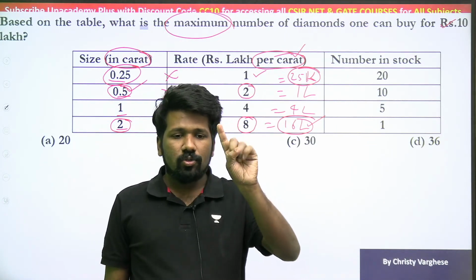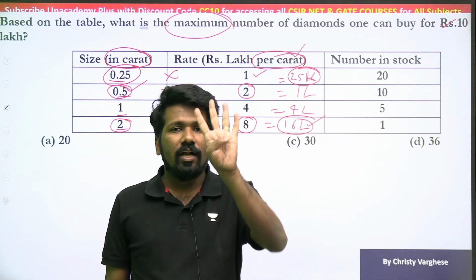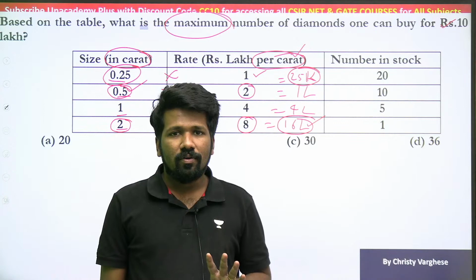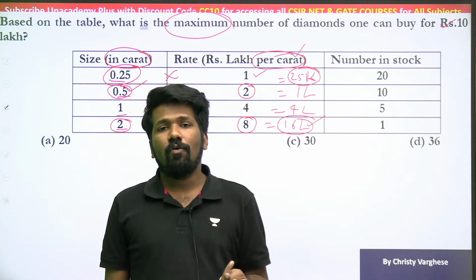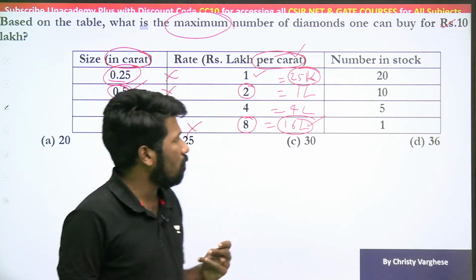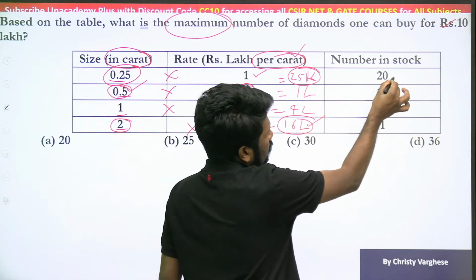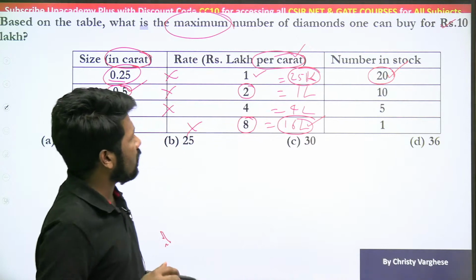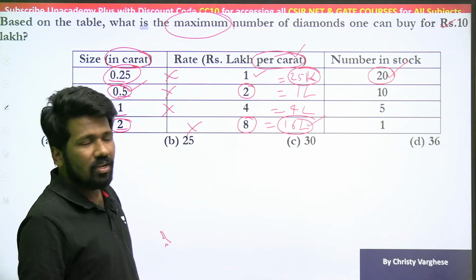25,000 per diamond. So if you give 1 lakh rupees, you will get 4 diamonds. 4 diamonds you can get for 1 lakh rupees. For 10 lakh rupees, 4 into 10, 40 diamonds you can get. But what is the problem? The stock is not available that much. Only 20 pieces of this particular diamond are available. So you can only get 20 pieces.